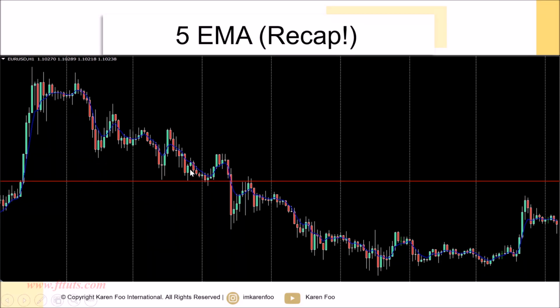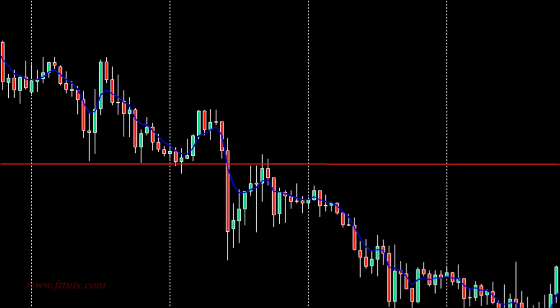So for example, how do you know whether price has broken this support line over here? How do you know whether this candle is considered a break or this candle is considered a confirmed break? How do you determine? You've got to zoom in and see whether the 5 EMA is above or below the support.